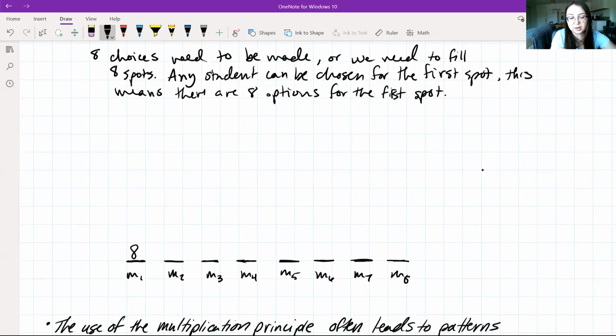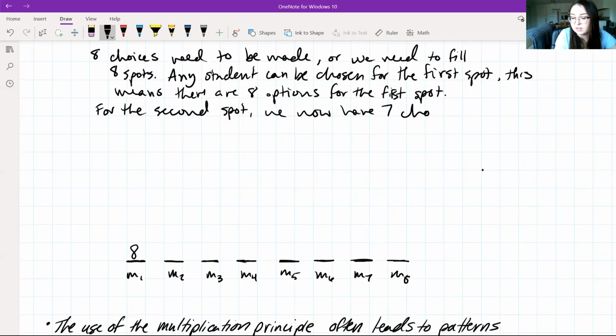So then for our second spot, we now have 7 choices, since we chose that one student out of the 8. So now we have 7 left over. So for our second spot, we have 7 choices, so we can fill that in with 7. I'll just put in the multiplication signs. There you go.